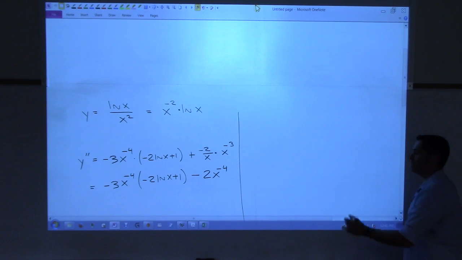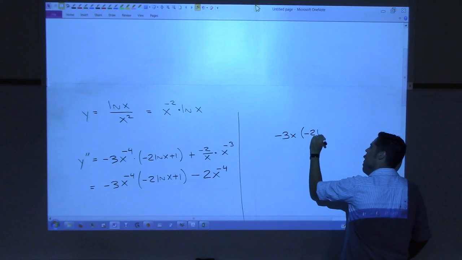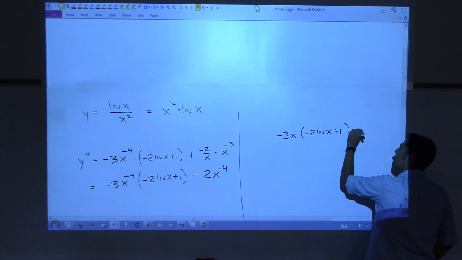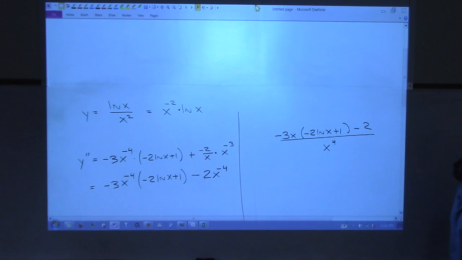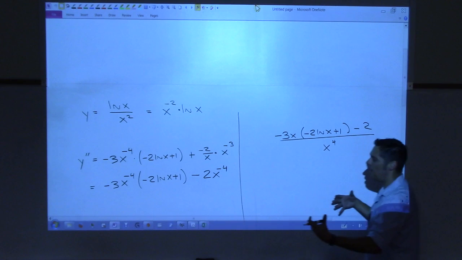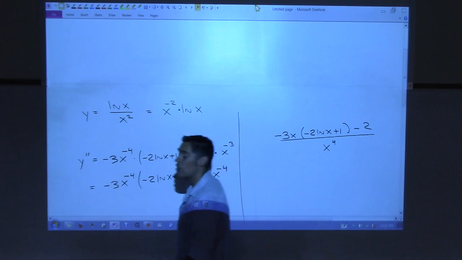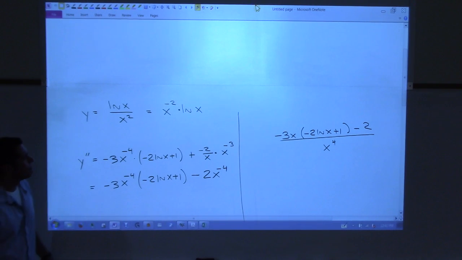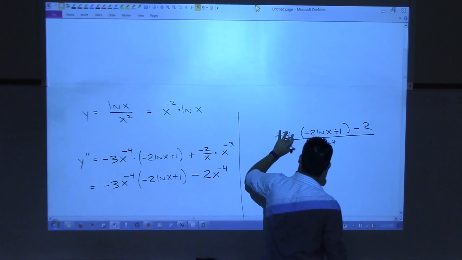But how about this? Could I do this? Could I do that? This is really an x to the 4th on the bottom, and this is really an x to the 4th on the bottom side. The same denominator, so I can put the two numerators together. Pardon? It should be negative 3, not 3x. Oh yeah, why did I put an x there? It's not supposed to be there. It's just negative 3.